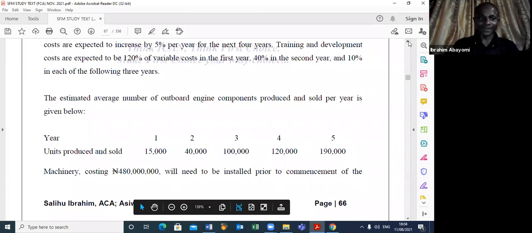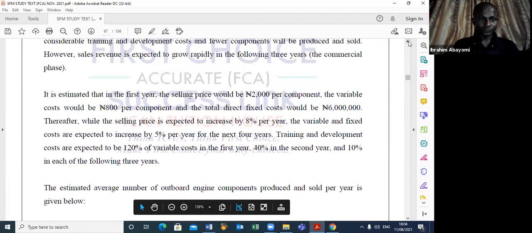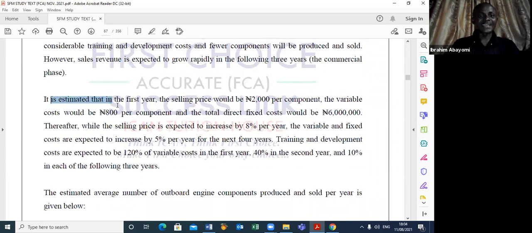So, what is our selling price? It is estimated that in the first year, the selling price will be 2,000. In the first year, please look at the language. In the first year, the selling price will be 2,000. So the year 1 selling price has already been given to you. In the first year, the selling price will be 2,000 per component. Okay, the variable cost will be 800 per component, and the total direct fixed cost will be 6 million.